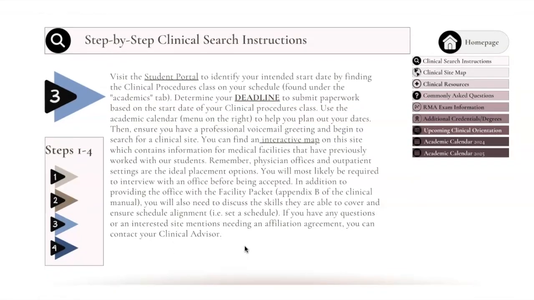Step 3 of your search process is going to be actually starting to reach out to offices. But before you do that, you need to go to the student portal, find out when you're scheduled to start your clinical procedures class, as this is when your clinical rotations start. Then you also want to find out when is the deadline to submit your paperwork. That's going to be 2 months prior to your clinical procedures class. You need to submit your contract and all of the onboarding requirements to Kaiser University, as described below, to make sure that you're able to start on that schedule.